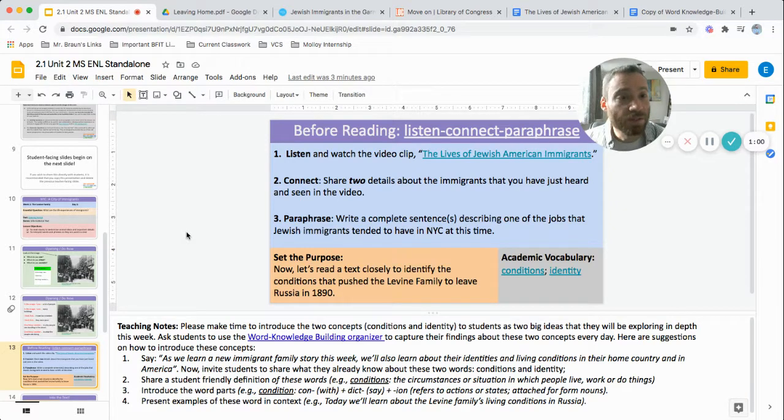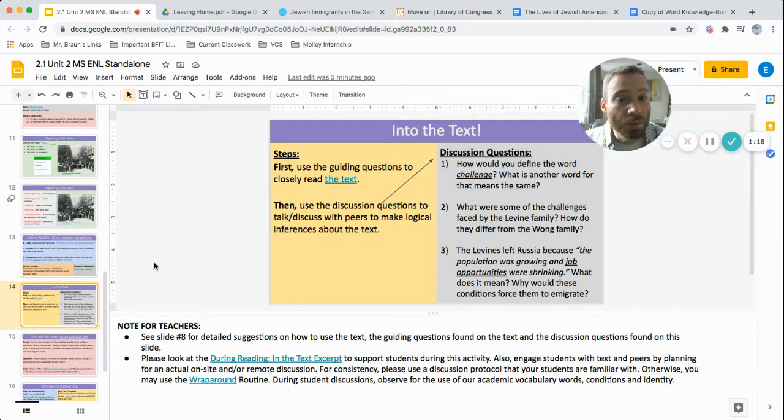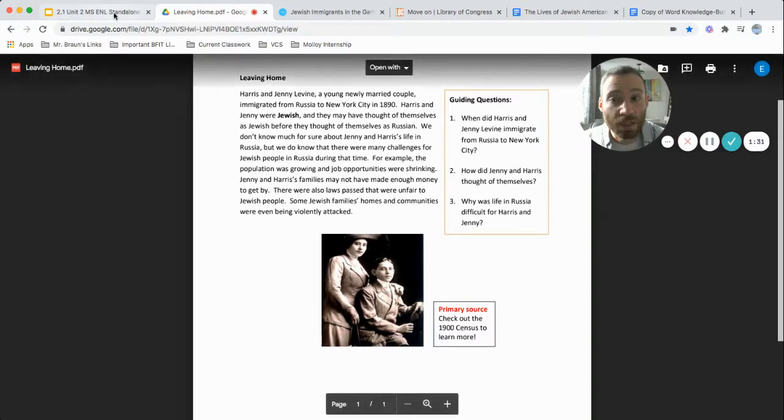In addition, we're going to be focusing this week on two important academic vocabulary words, the words conditions and identity. Two very important words we'll be using to complete a graphic organizer as we dive deep into what these words really mean. Then we will jump into a short text called Leaving Home and answer some discussion questions as we draw connections between the immigration experiences of the Levine family and our own immigrant experiences.